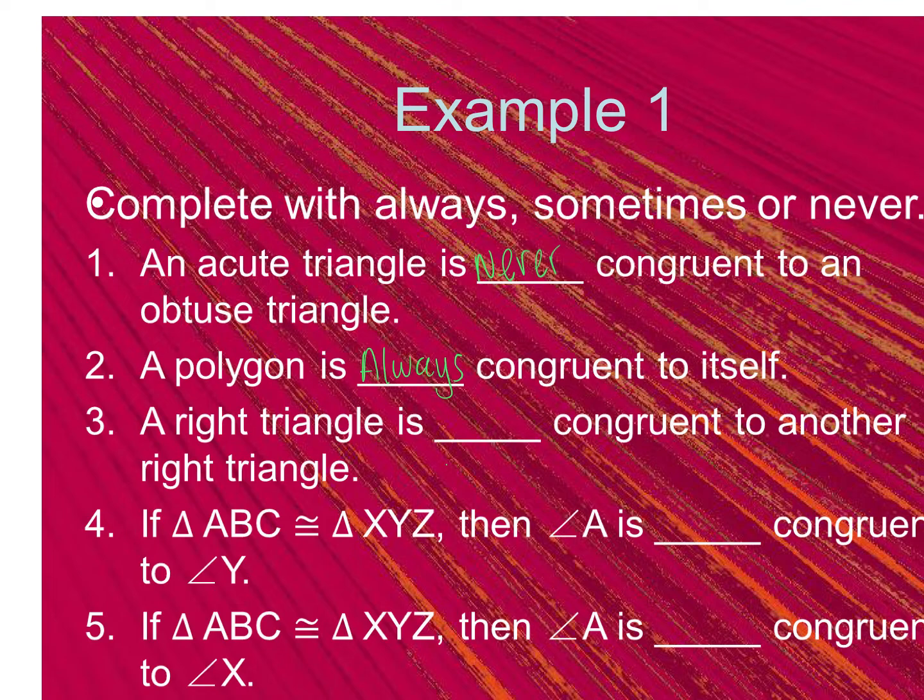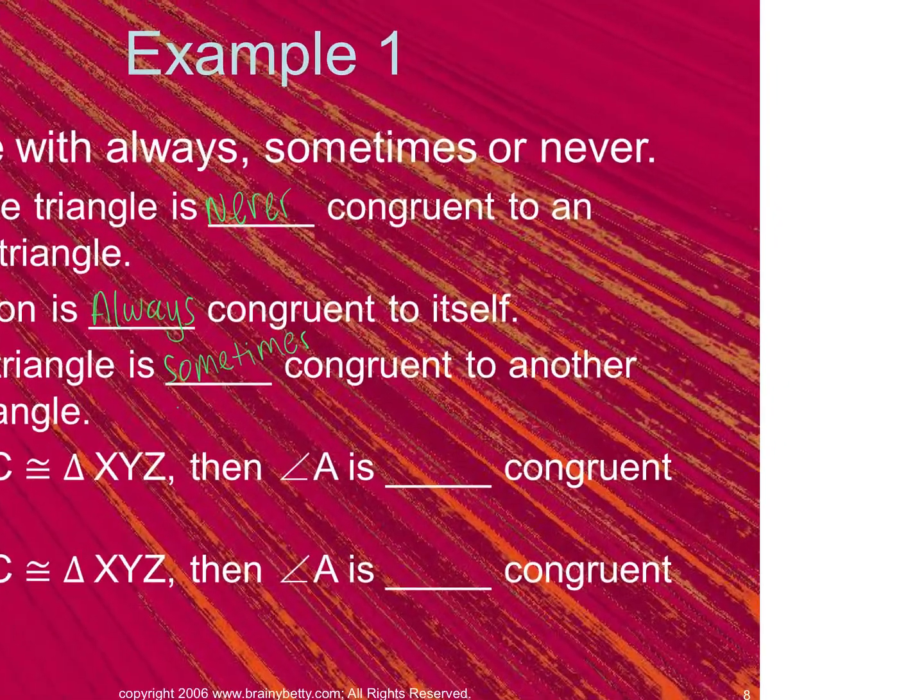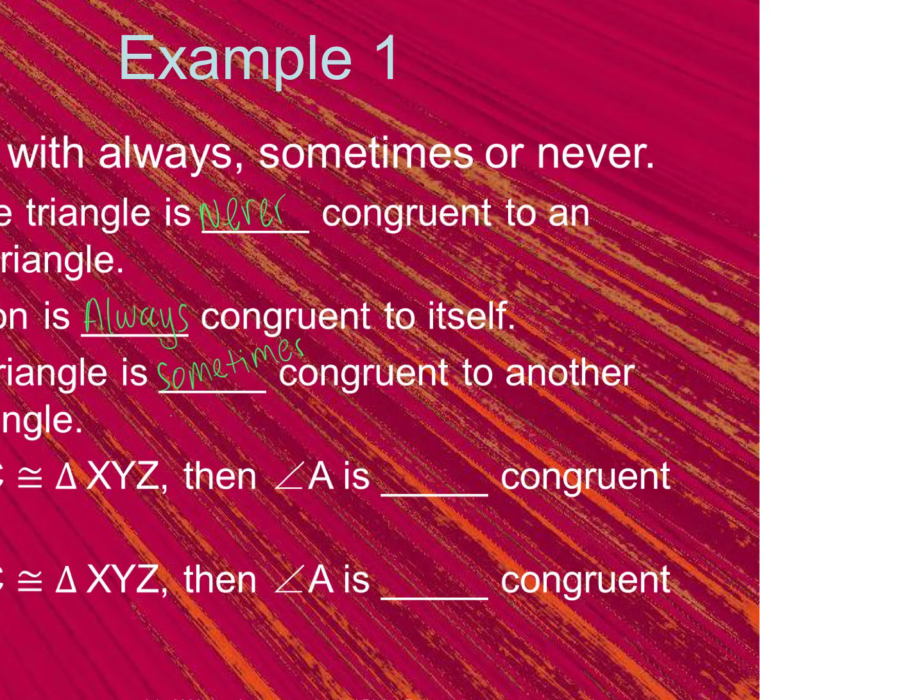A right triangle is blank congruent to another right triangle. You think always? Who said sometimes? You are correct, okay? It's sometimes. And to understand this one, I would like you to draw a picture, okay? So over on the right-hand side, I want you to draw an itty-bitty right triangle, and then I want you to draw a huge one.